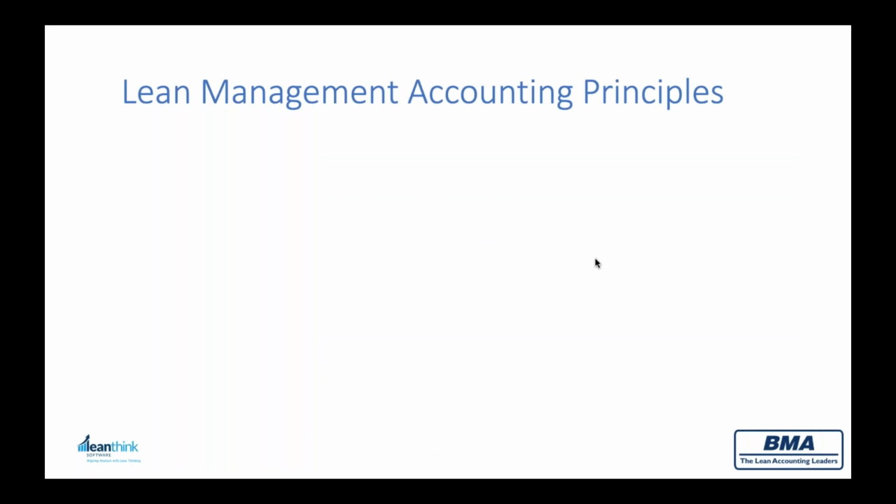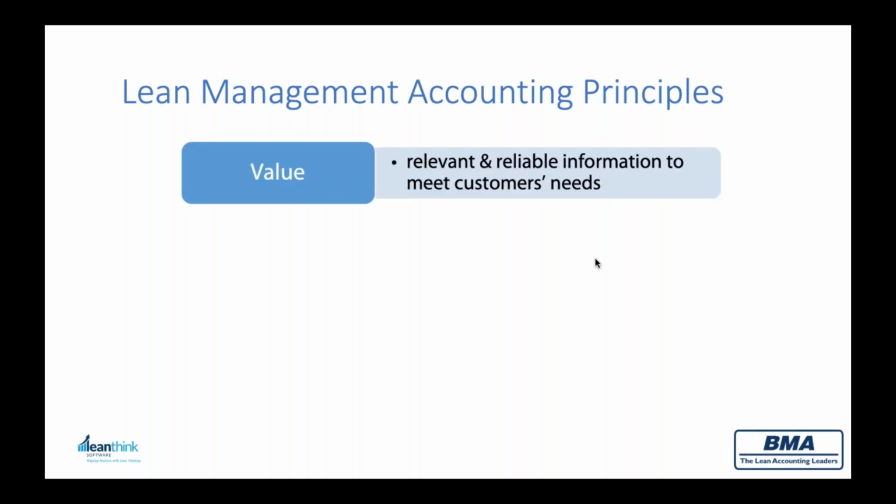The other aspect of lean thinking applied to standard costing is to begin with principles. So what are the principles of a lean management accounting system? First is customer value. A lean management accounting system needs to provide relevant and reliable information to meet customers' needs, internal customers. Relevant information to make decisions or do an analysis. Reliable information means it represents reality.